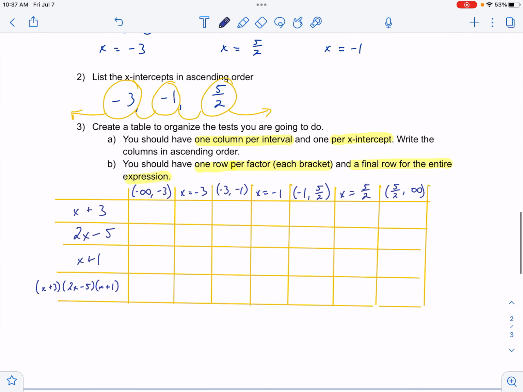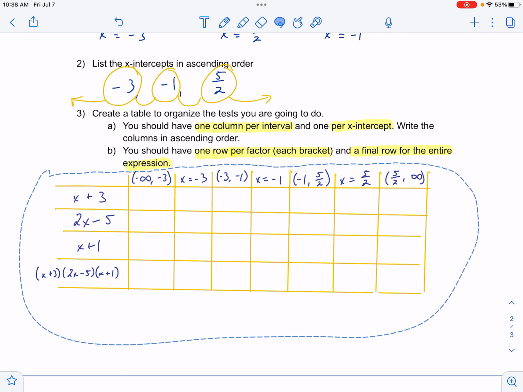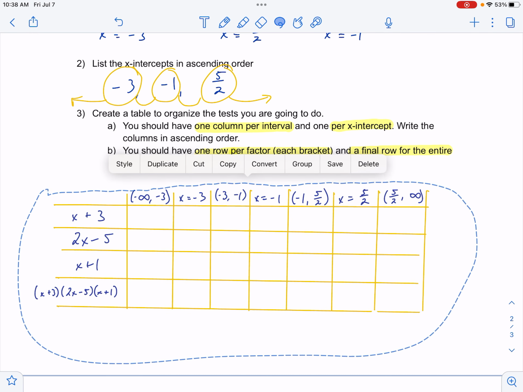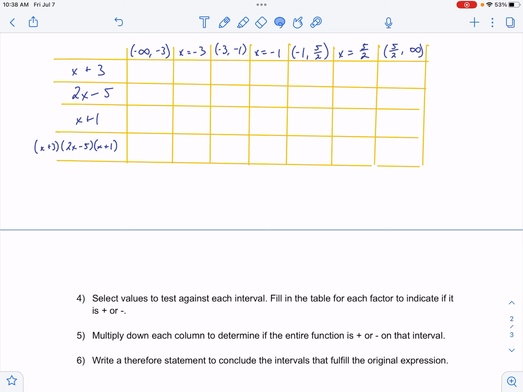Okay. Here's how we're going to fill this in. I'm just going to scoot this down so we've got some more space to work. What we need to do now, and I've got the instructions written on the next page, is select values to test against each interval. Basically, you need to pick any number in the interval. Then I'm going to fill in the table for each factor to indicate if it is positive or negative.